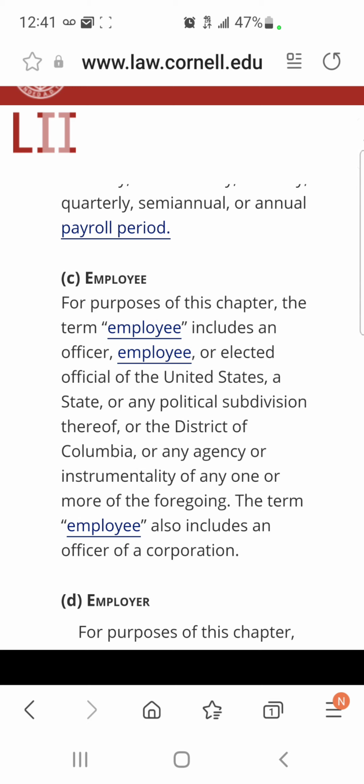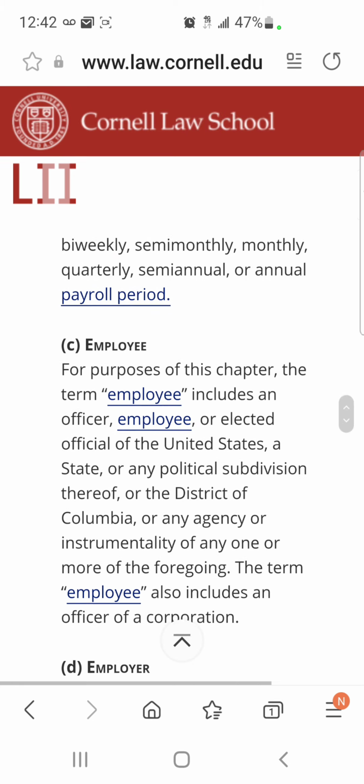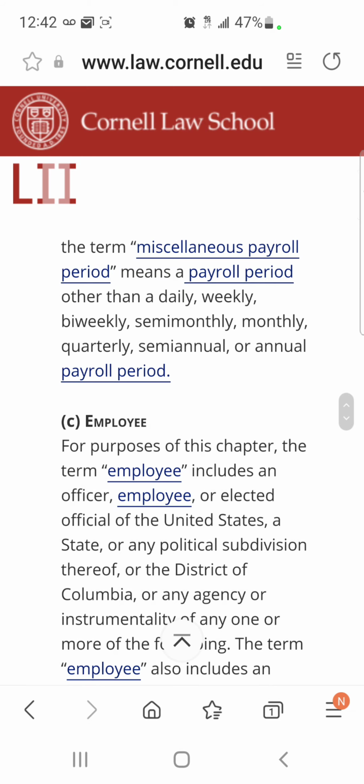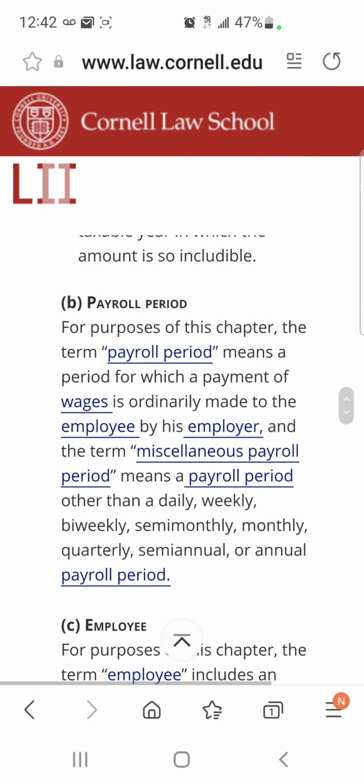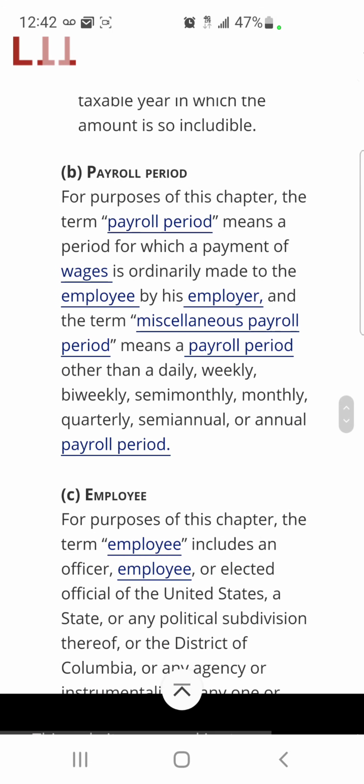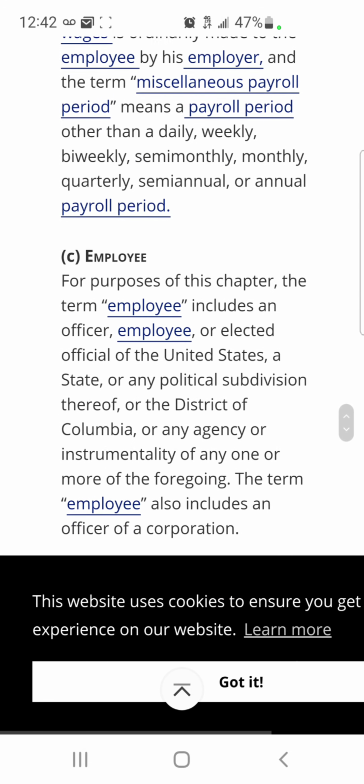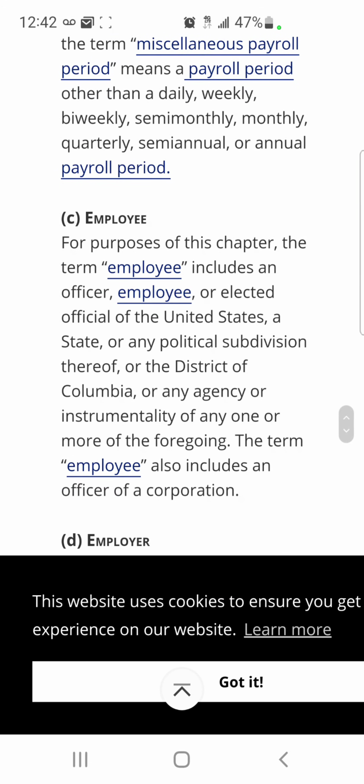Like you can click on these words. See how employee is highlighted in blue? You can click on that and it'll take you to the actual definition. Or if you wanted to know what the definition of miscellaneous payroll was or payroll period, it gives you a specific definition for those. So that's basically the same thing I was just reading. It says for the purpose of this chapter, the term employee. And you got to remember this chapter is Title 26. Title 26 is the Internal Revenue Code.